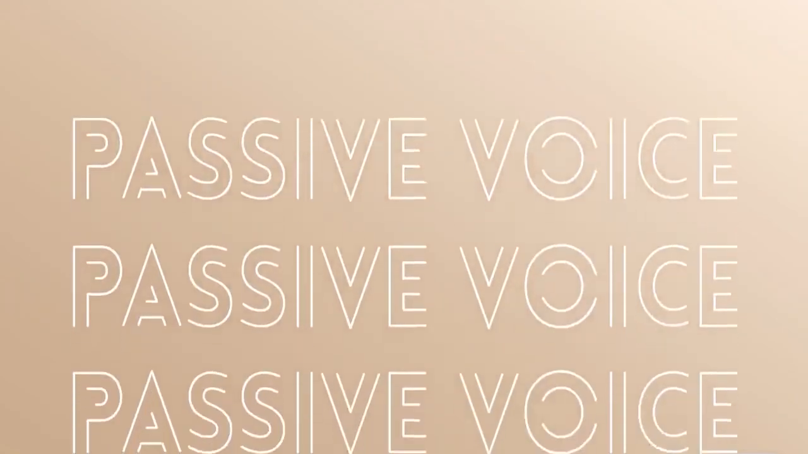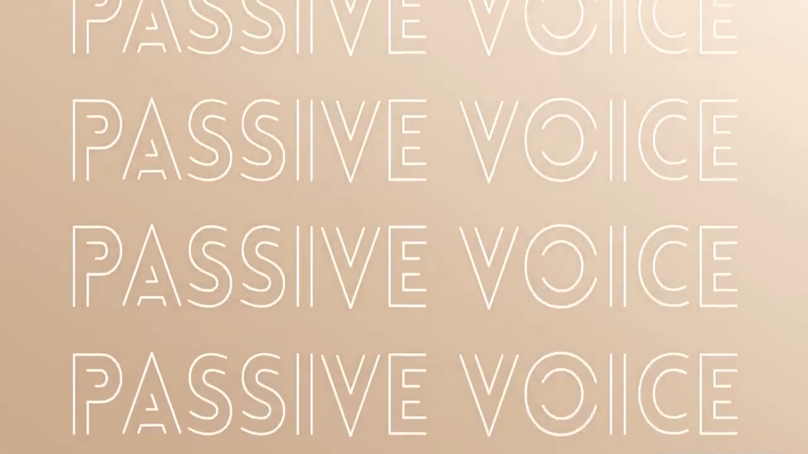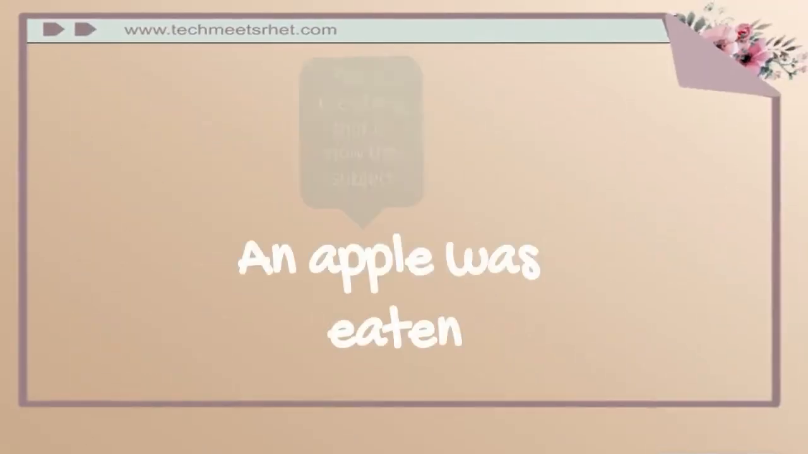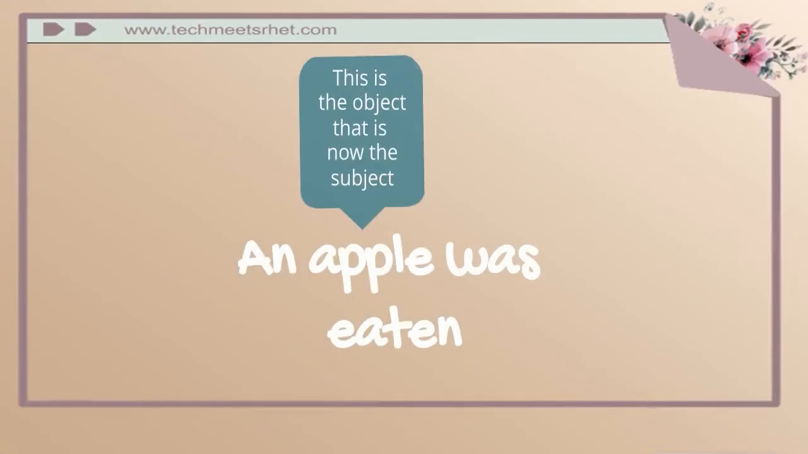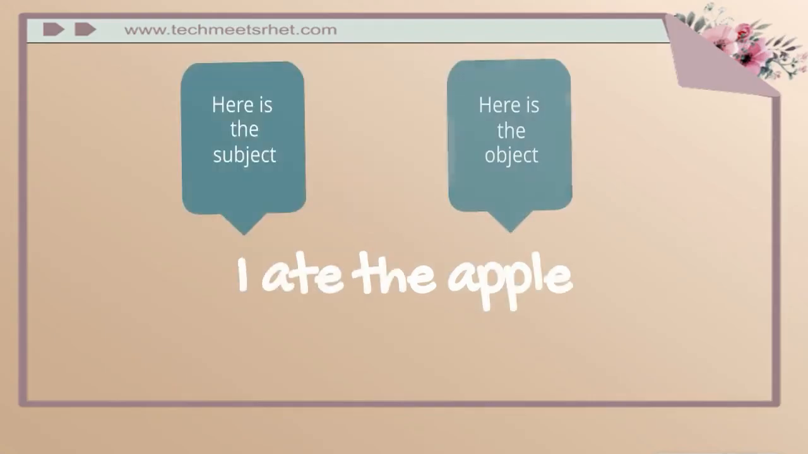Next, check for passive voice. The official definition is when the object of the sentence becomes a subject, and we use it when we don't know who the subject is or want to emphasize the action. For example, the apple was eaten is passive voice because it's unclear who ate it. Active voice would be I ate the apple. You can see it's clear who is taking the action.